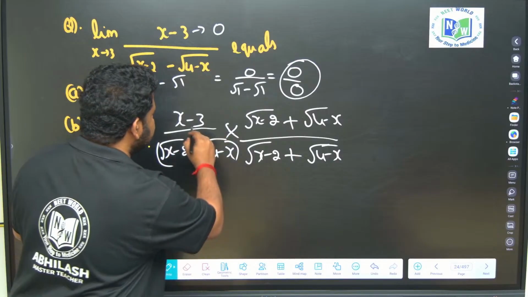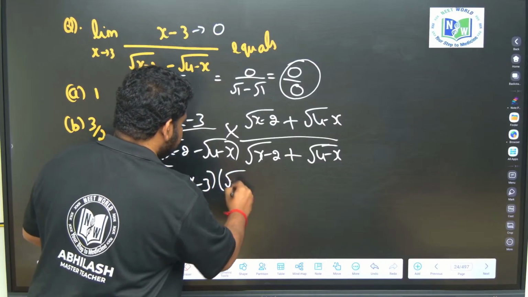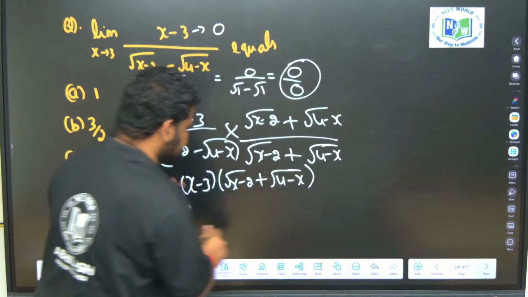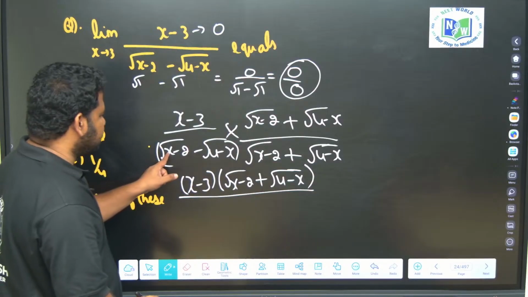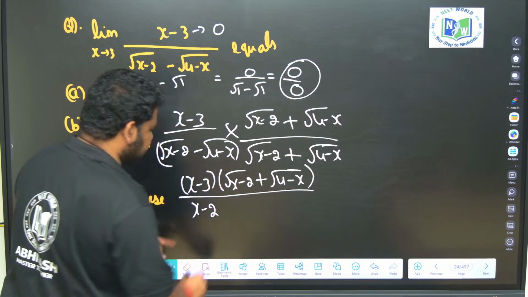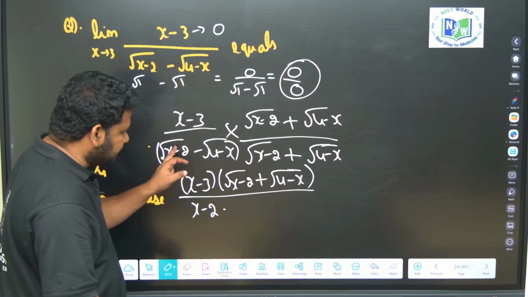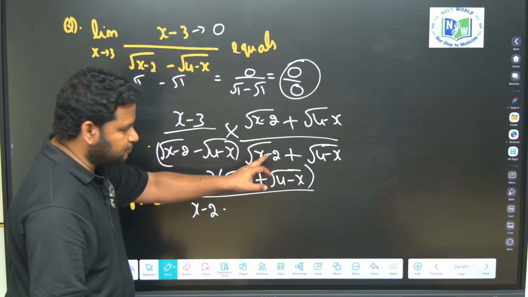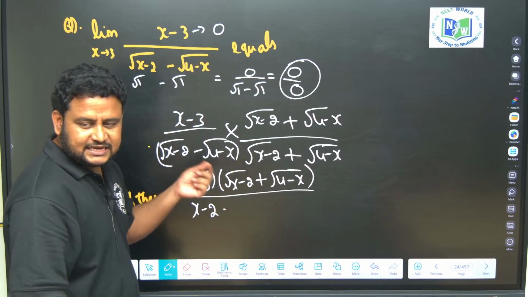So this will become, see here, x minus 3 into square root of x minus 2 plus square root of 4 minus x. Keep it as it is, no need to multiply. Then this denominator will become, observe here carefully, square root of x minus 2 minus square root of 4 minus x, multiplied by square root of x minus 2 plus square root of 4 minus x, is nothing but a plus b into a minus b, that is a square minus b square.